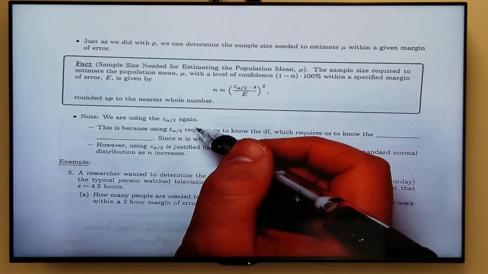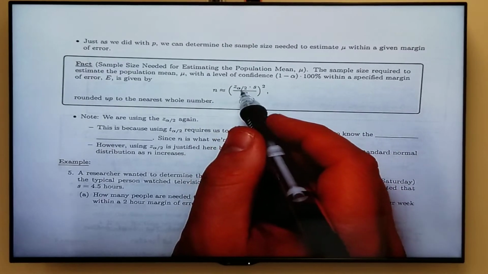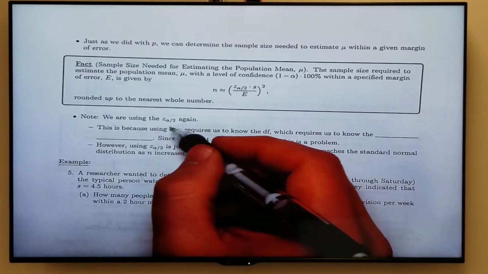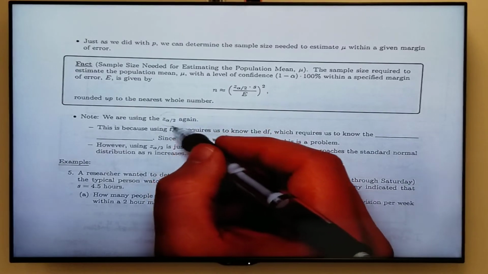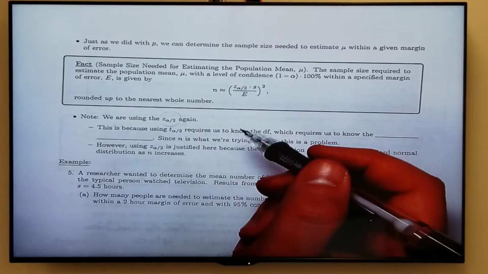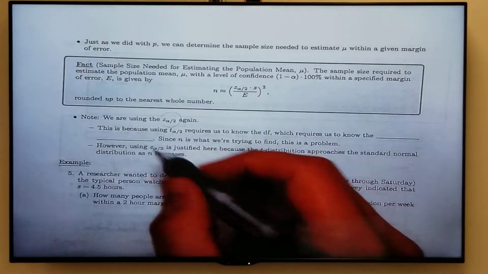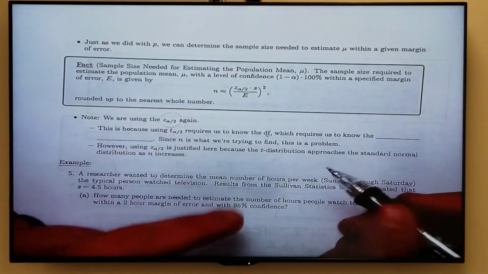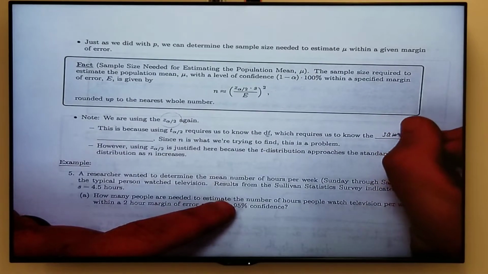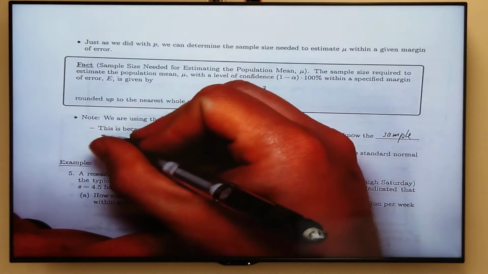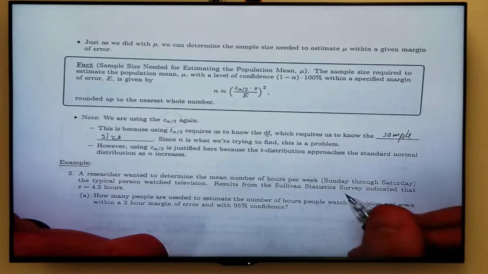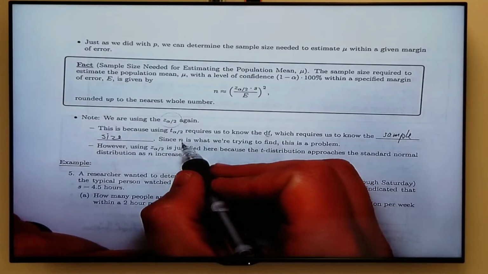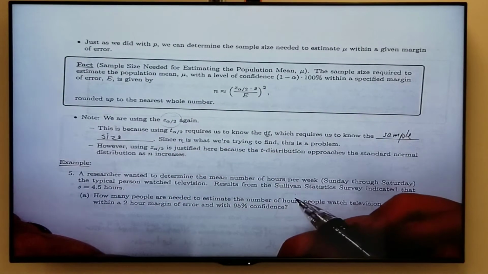Notice that we're using our critical values, our z-scores again for critical values, not our t-scores, right? This is because using the t-scores requires us to know the degrees of freedom, which requires us to know the sample size. Since the sample size is exactly what we're trying to find, that's a problem, right?